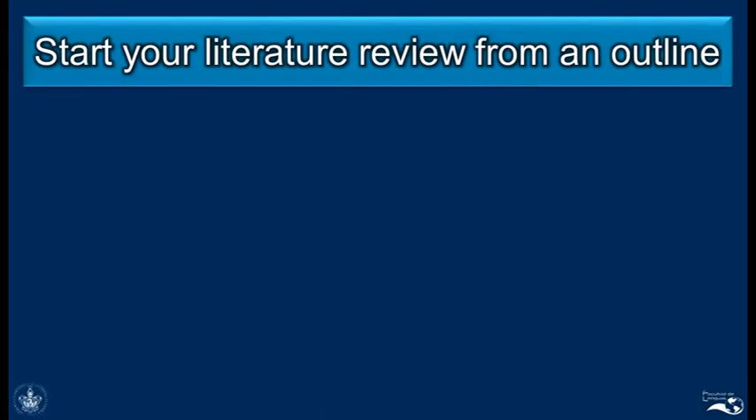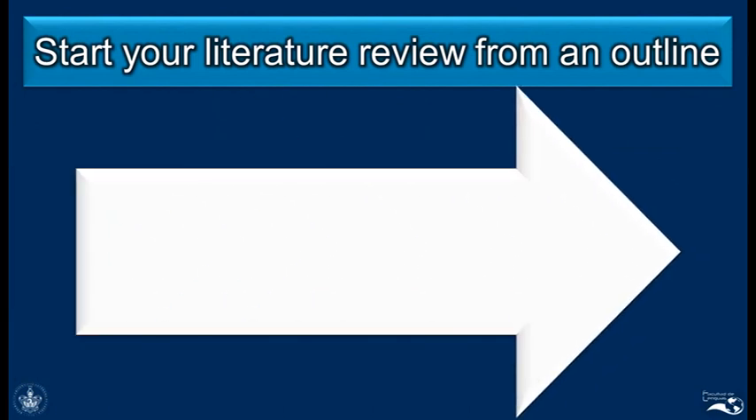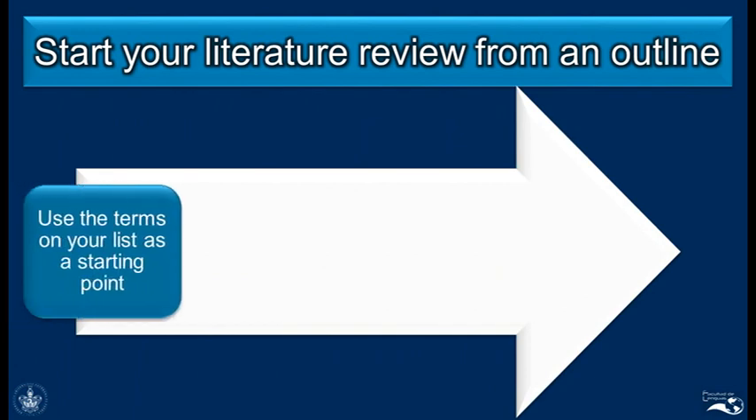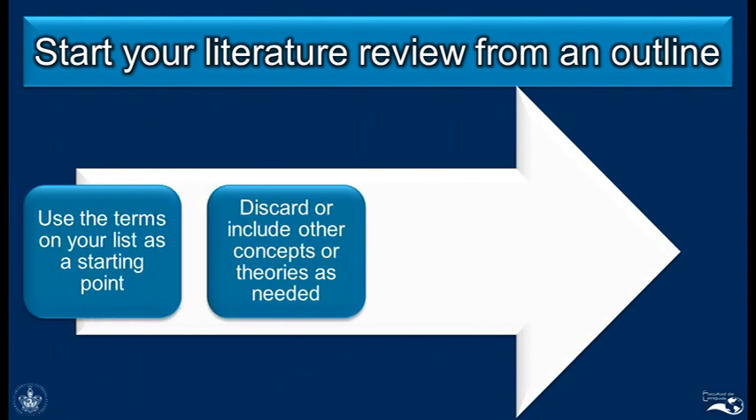Now, because the literature review is a very long chapter, I always suggest that you start it from an outline. So the first thing that you need to do is to use the terms on your list as a starting point. Remember the definition of terms that you already have. So you will look at this list and you will discard those concepts that now that you have read a little more, you probably think that are not necessary, and you should include some other concepts or theories that you think will be required depending on how you have now seen the problem or the topic from reading all of the different research that you summarize.